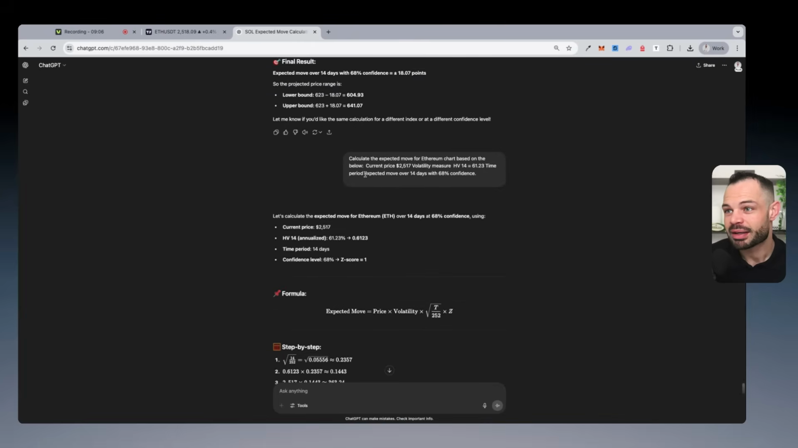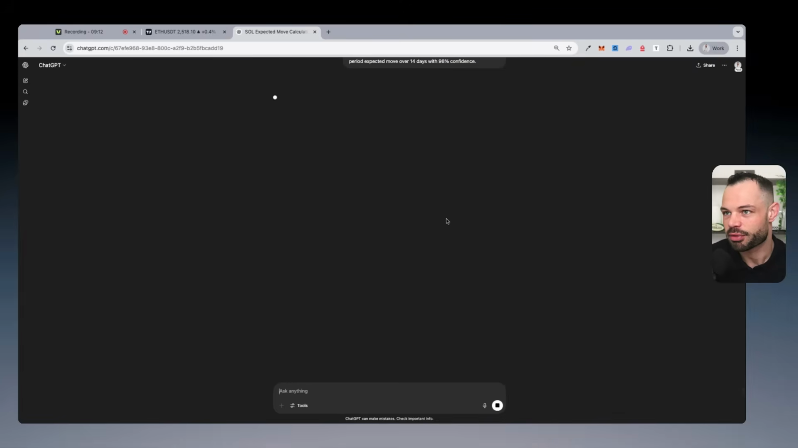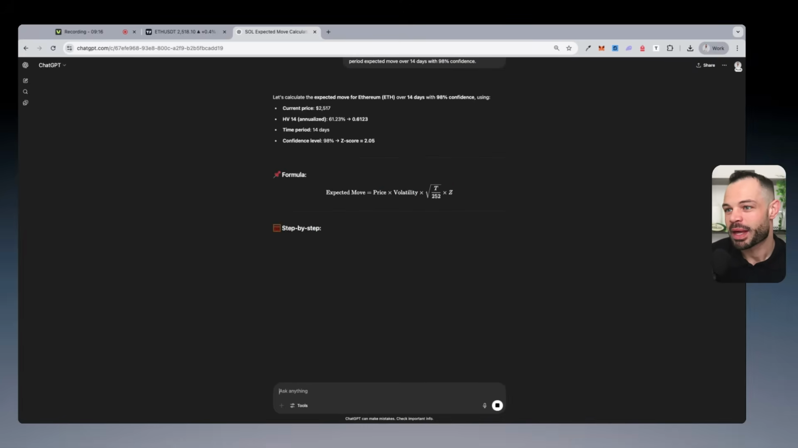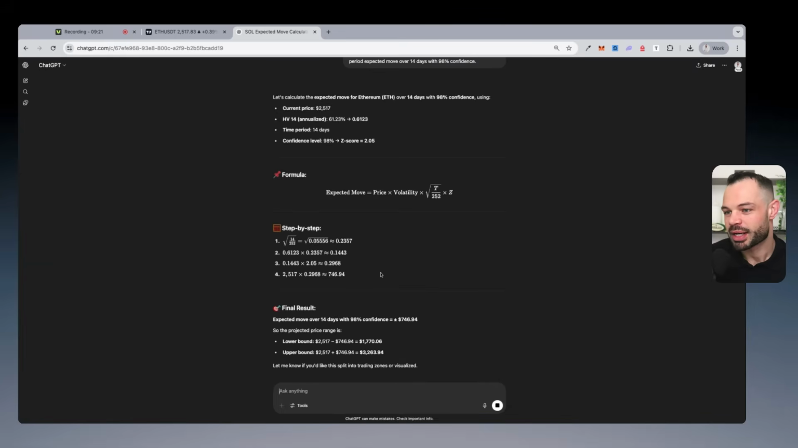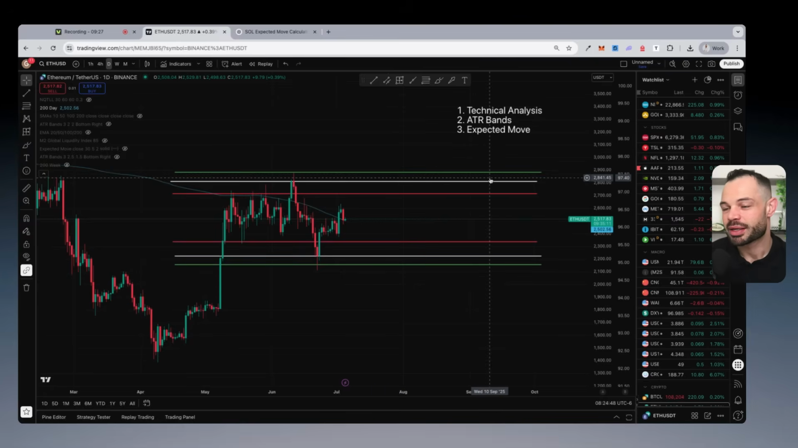If we reran that and used 98% confidence, it's actually going to give us an even wider range because it's having a higher degree of confidence and thinking about the expected move and the range in which Ethereum would actually buffer over the next 14 days. So you can see it's as low as 1770 and as high as 3263. So that is it with a 98% confidence.